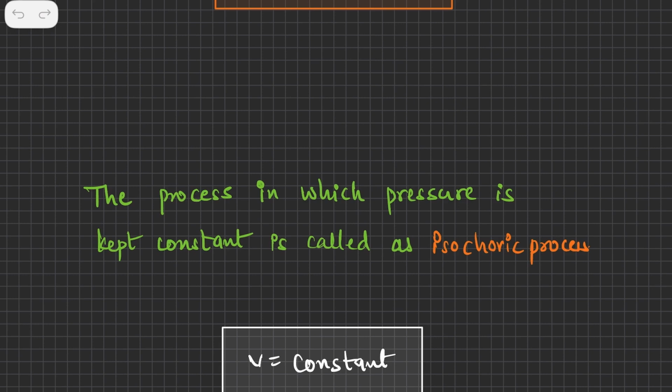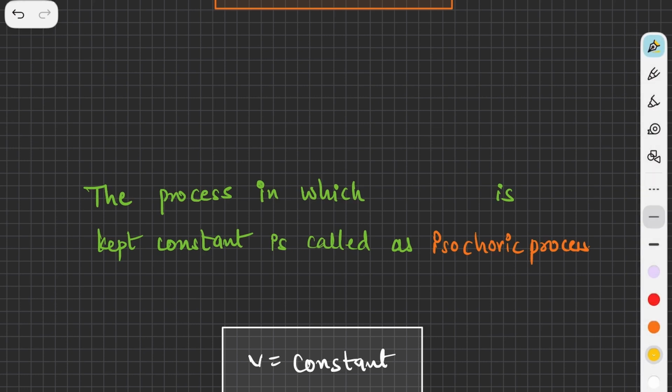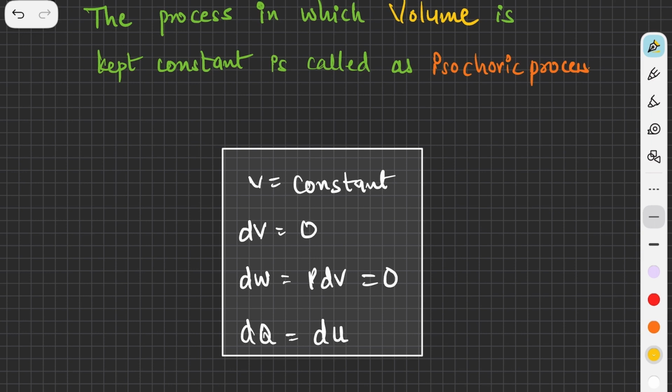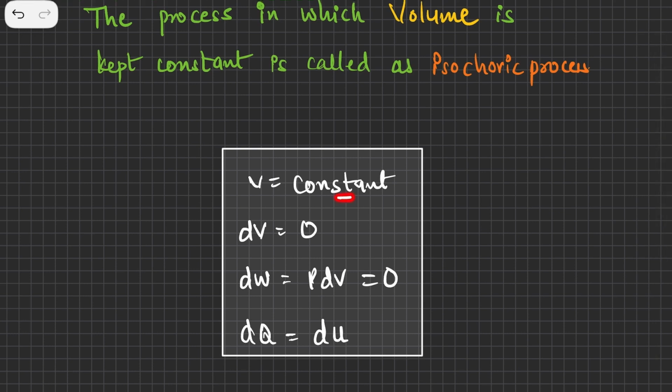The process in which, I made a mistake over here. It's not pressure, it's volume. So the process in which the volume is kept constant is called an isochoric process. So let's see the technicalities. The technicality is volume is constant. So if there is no change in the volume, the change, written as dV, is 0. So that's why dV is 0. Volume is constant, that means dV is equal to 0.